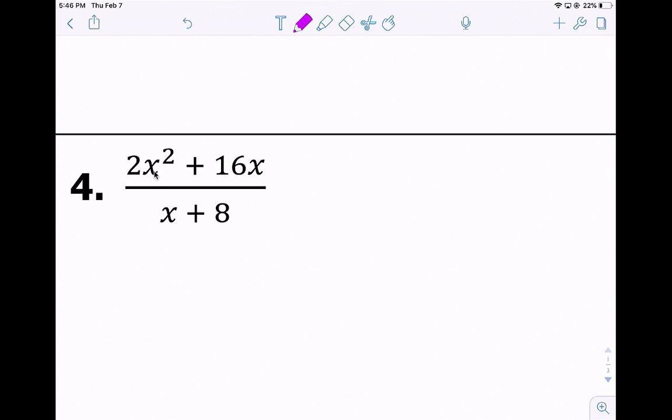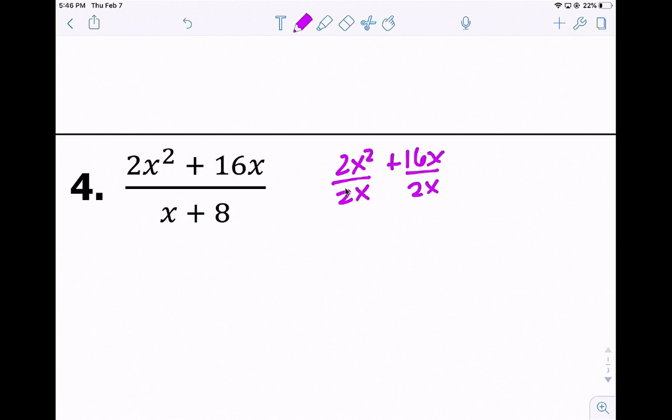Actually, that should have been my first step. So is there a greatest common factor between 2x squared and 16x? Yes, there is. So when I have 2x squared, I can factor out a 2x. So essentially, I'm taking this 2x squared plus 16x, and I'm going to divide out 2 and x, right? Both of them have an x, and they're both even, so I can divide out a 2.